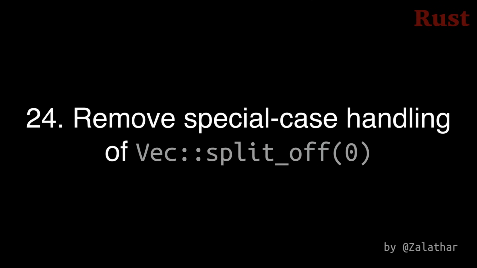Number 24. The Vec split_off method had special handling when passed 0 as an argument that caused it to steal the old vector's buffer with its existing contents to avoid a copy, and then allocate an empty buffer of the same capacity to put back in its place. However, it was decided that this resulted in the surprising behavior that the returned vector's capacity was no longer determined by the current size of its contents, as would be expected for a freshly allocated vector. So, this special case was removed.